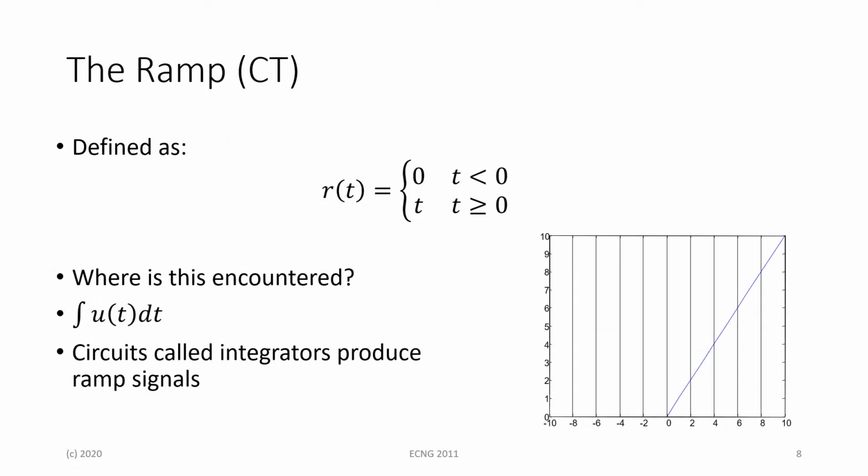Alright, so we were on the unit ramp, or the ramp signal in this case. A ramp signal is represented such that for time before 0, it's 0, and then for time more than 0, it's just going to be t.